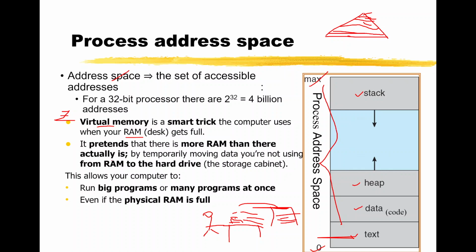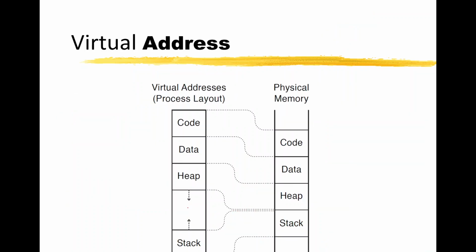So it pretends that there is more RAM than there actually is by temporarily moving data you are not using from RAM to the hard drive. Okay, it could be hard drive, or it could be your solid state device. This allows your computer to run big programs or many programs at once, even if the physical RAM is full. Okay, now let's look at the virtual memory here, how it works.